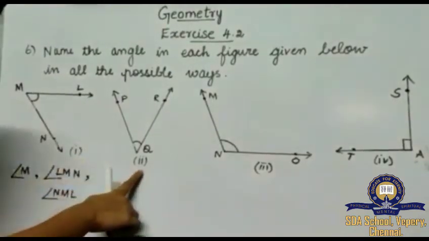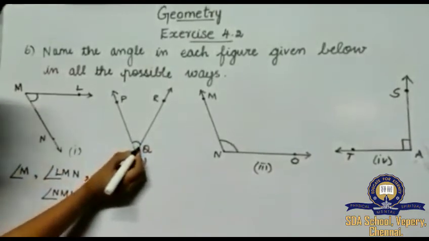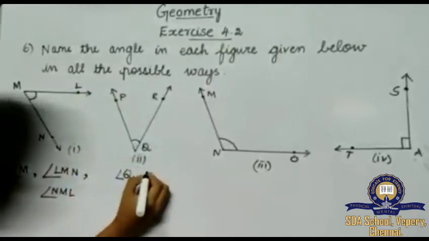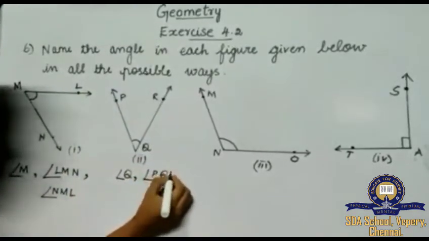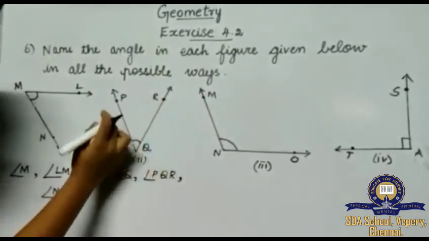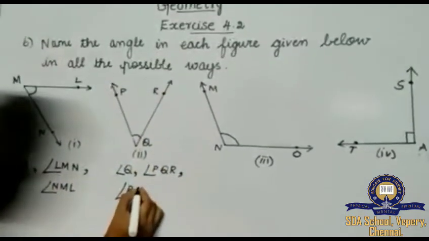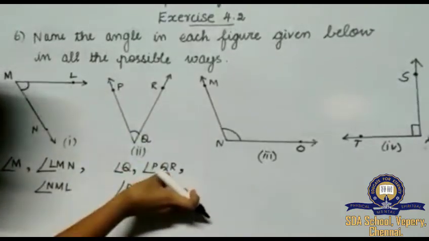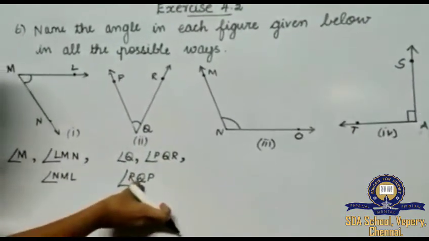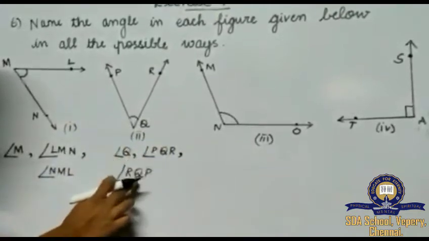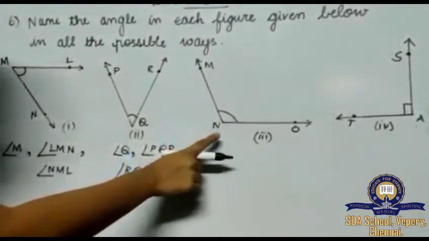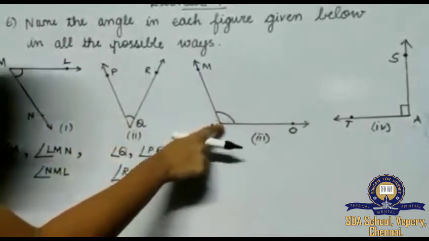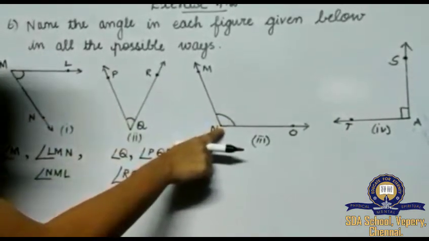Okay, now we'll move to the second figure. Similarly, they have mentioned the angle here, right? So Q will be one angle and we can write PQR, and RQP. Okay, can you all see? I have mentioned the angle Q only in the middle. Okay, when you are writing, you are supposed to write the angle only in the middle. Okay, now we'll move on to the third figure. Here they have mentioned the angle.